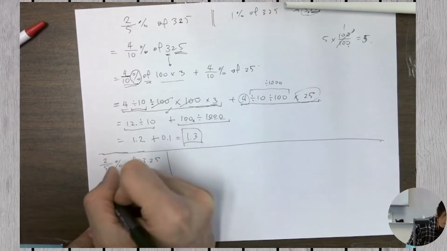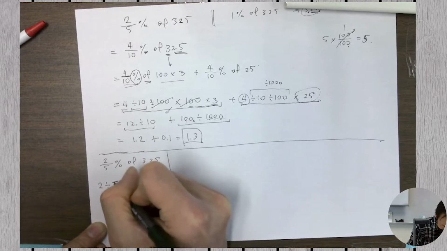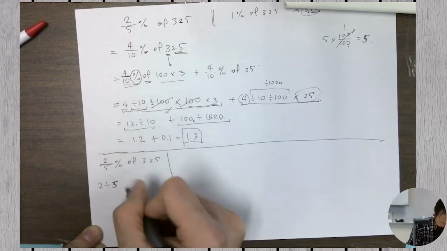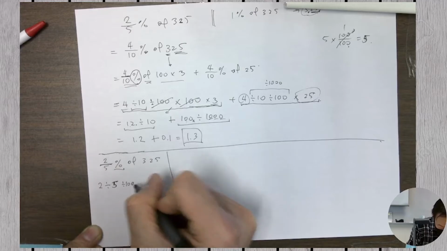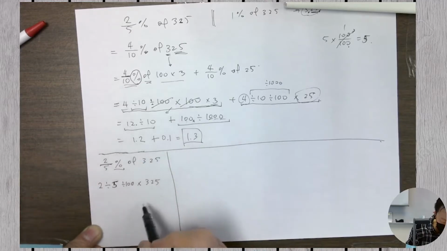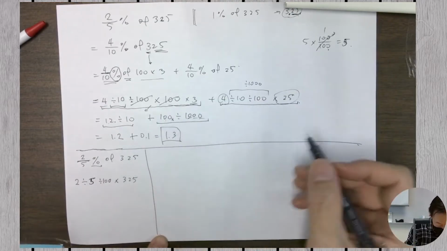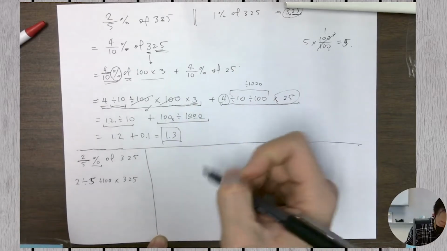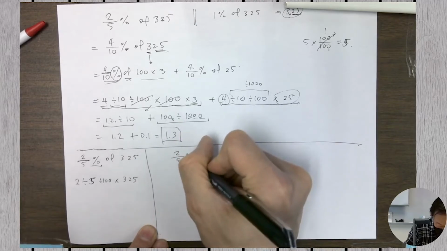Okay, you're going to see this as 2 divided by 5 for the fraction. That bar means divide. Percentage sign means divide by 100. Of means times 325. Punch that into a calculator, you got your answer. Okay, but without the calculator, what's the second way to do it? We're going to turn everything into a fraction and then simplify. I'm going to write the question down again.